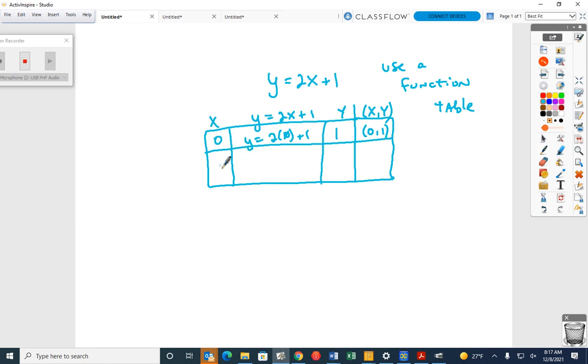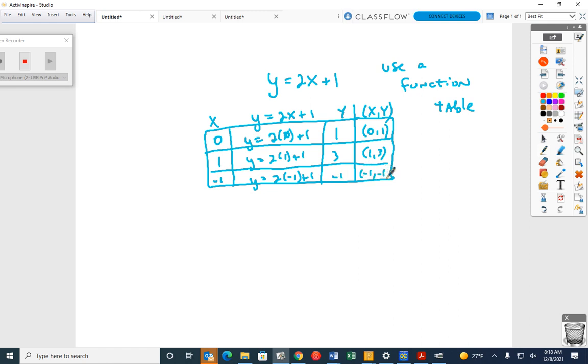Kylie, what do you want to do next? 1. Okay, let's do 1. Y equals 2 times 1 plus 1. What's 2 times 1? 2, and 2 plus 1 is? 3. So this one is 1, 3. Okay, Forrest, next one. Negative 1. Negative 1. Okay, so y equals 2 times negative 1 plus 1. What's 2 times negative 1? Negative 2. It's negative 2 plus 1. Negative 1.